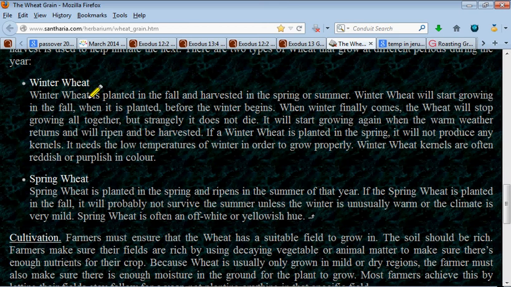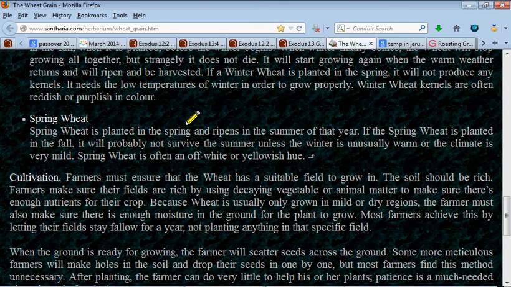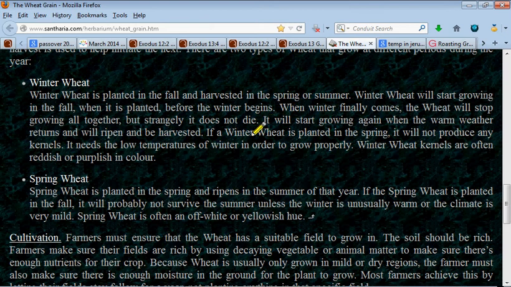Winter wheat will start growing in the fall when it's planted, and before the winter begins, and then it will stop growing altogether. But it doesn't die. Well, maybe they are talking about the harvest, and I'm using sarcasm. Spring wheat is planted in the spring and ripens in the summer. Okay. So it's harvested in the spring. So we're talking about definitely 100% winter wheat if we're going with a March or April harvesting date, which we're not talking about because we're talking about new corn. Okay?